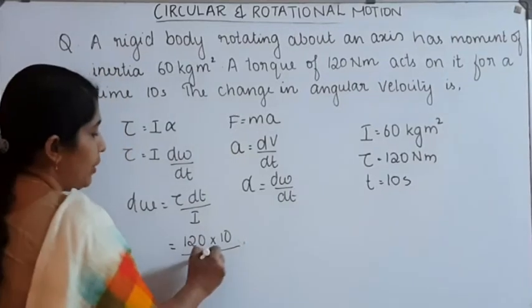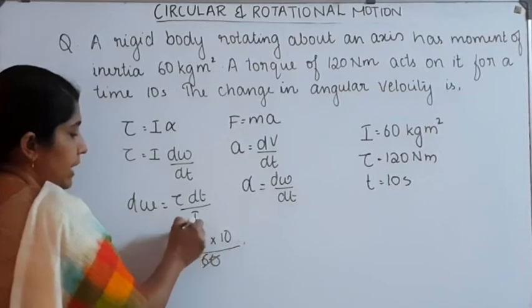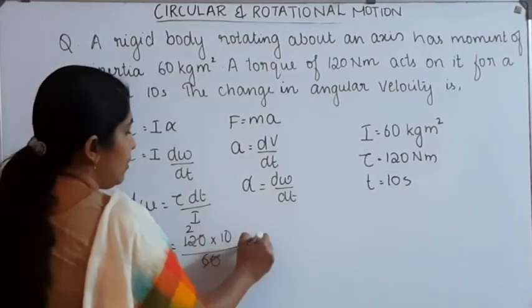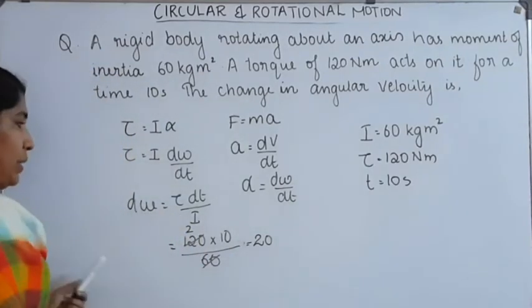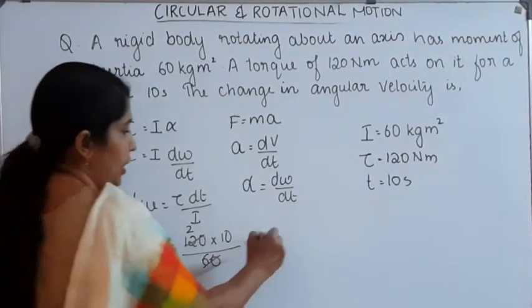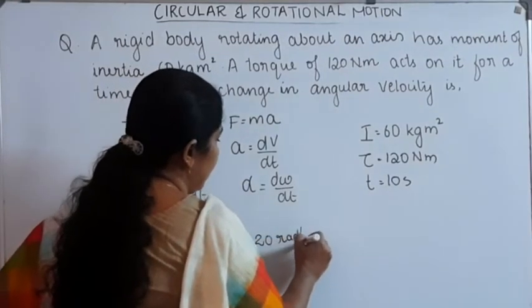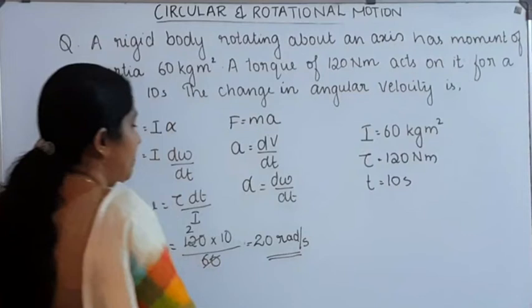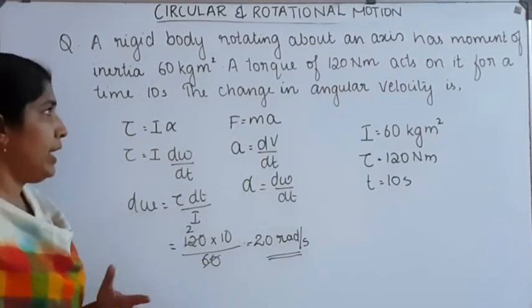The moment of inertia is equal to 60. Then 60 cancels into 120, which gives 2. 2 into 10 is equal to 20. So d omega is equal to 20 radian per second. The unit of omega is rad per second. 20 radian per second is the change in angular velocity.